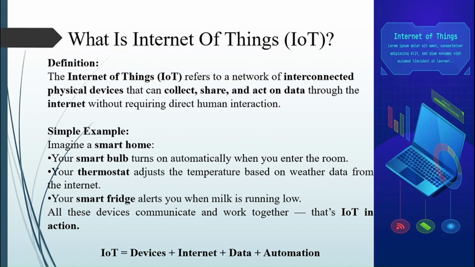Coming to the next slide, the slide says what is Internet of Things, that is IoT. It is defined as the network of interconnected physical devices that can collect, share, or act on data through the internet without requirement of direct human interaction. Imagine a smart home. You have a smart bulb that turns on automatically when you enter the room. Such things are called IoT.